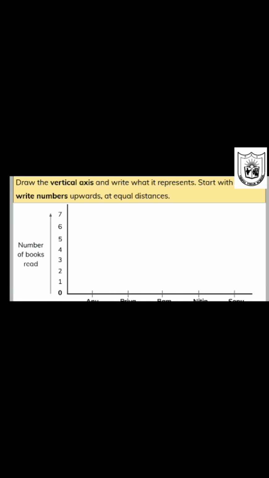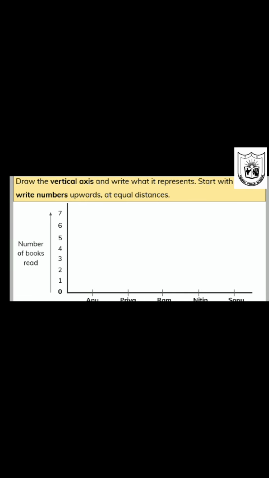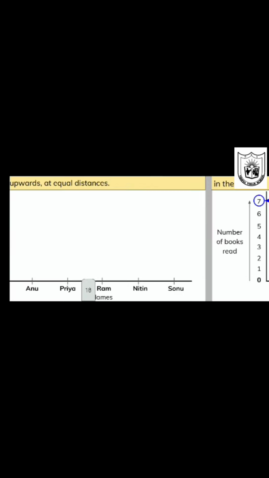Step 2. What is step 2? Draw the vertical axis and write what it represents. Start with 0. Always start with 0 in the vertical axis and write numbers upwards at equal distance. So you have to first see what is the maximum number of books read, and how far your numbers have to go. Like this, 0, 1, 2, 3... 7 books was the highest number somebody had read. So 0, 1, 2, 3, 4, 5, 6, 7, number of books read. On the horizontal axis, the names are there: Anu, Priya, Ram, Nitin and Sonu.